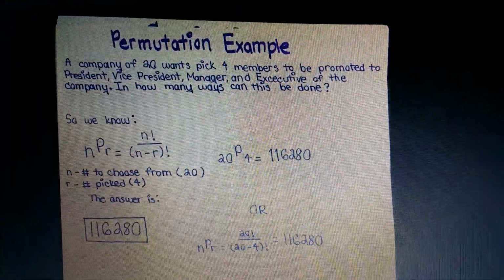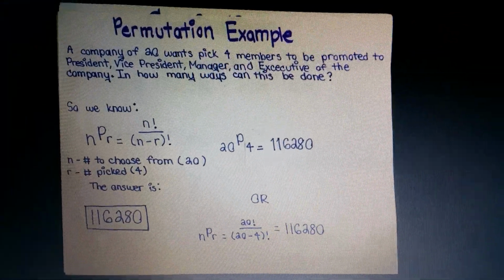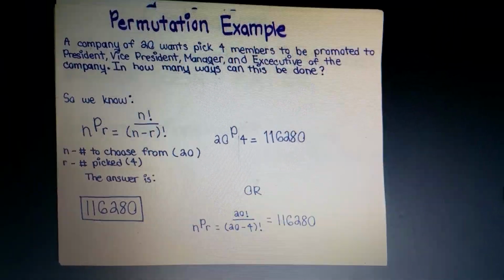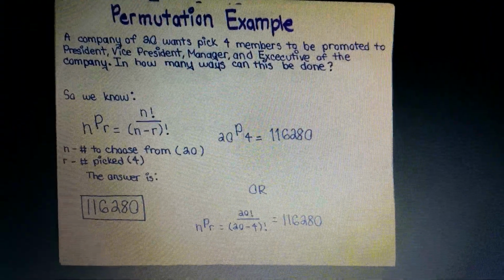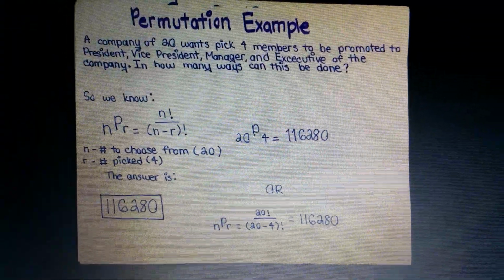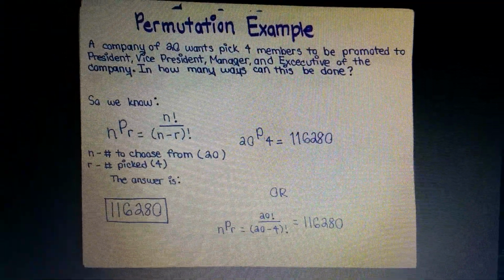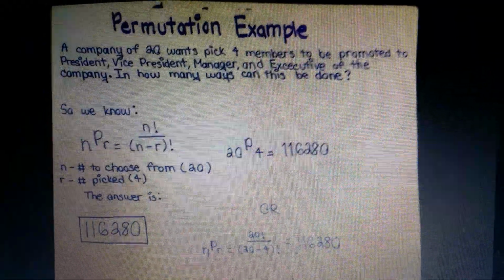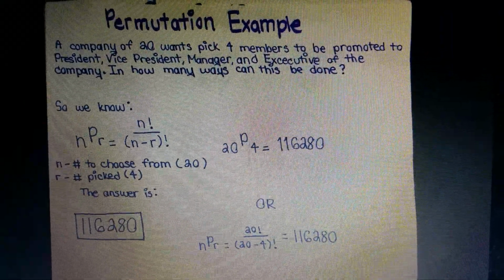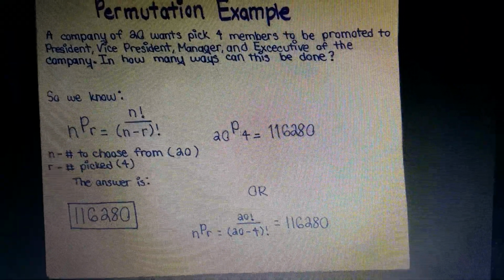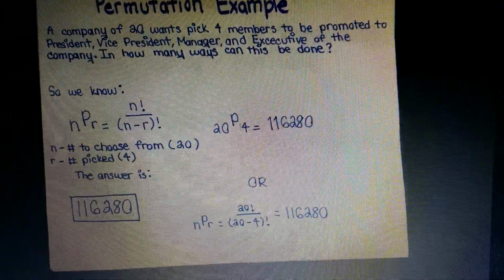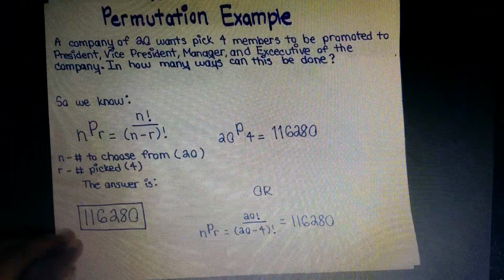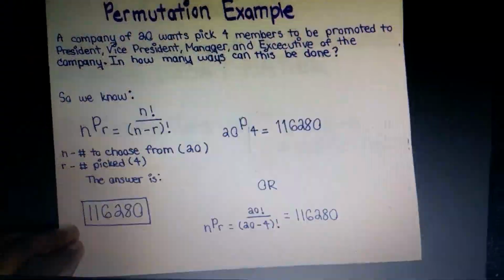Permutation example. A company of 20 wants to pick 4 members to be promoted to president, vice president, manager, and executive of the company. In how many ways can this be done? So we know that nPr equals n factorial over (n minus r) factorial. Since there are 20 members and 4 to be promoted, that would equal 116,280. So n is the number to choose from, which is 20, and r is the number you picked, which is 4.